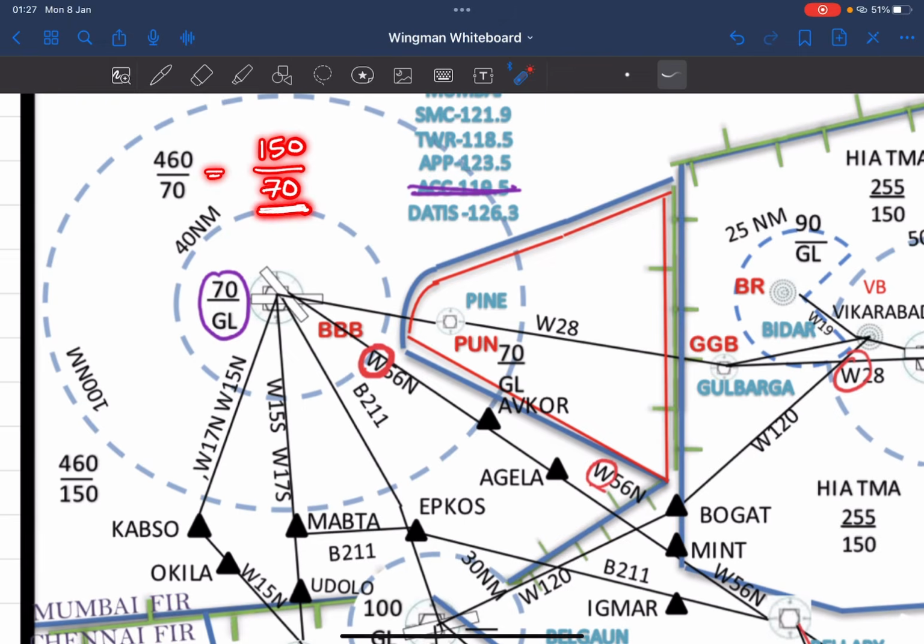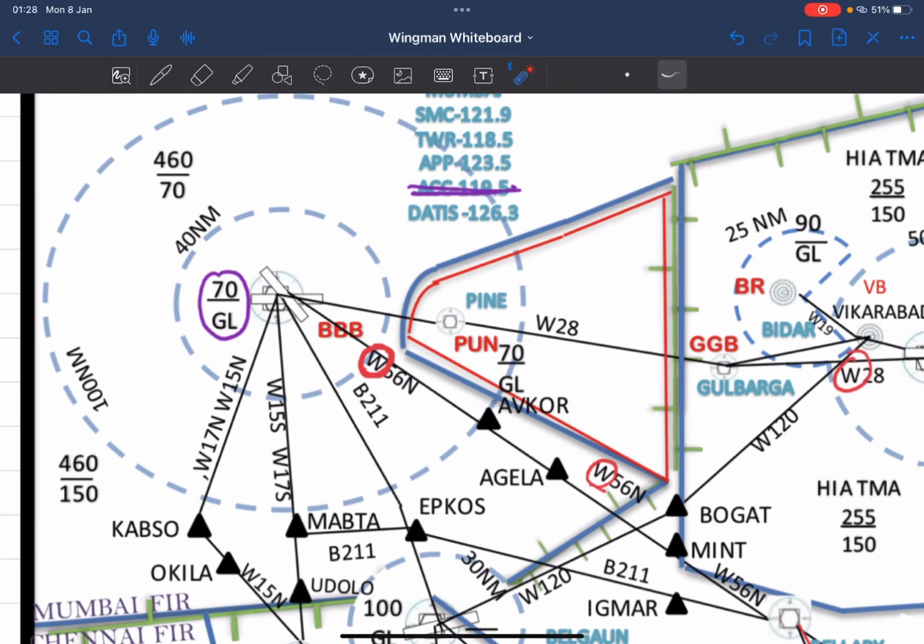Meaning under normal circumstances, you will use 70 to 150. If you're flying anywhere between these flight levels, you'll be contacting approach. From ground level to 70, you'll be contacting tower. And from 150 all the way to 460, you'll be calling area control. Does that make sense? So always pay attention that the upper limit of the tower should match the lower limit of approach, and the upper limit of approach should match the lower limit of area control.